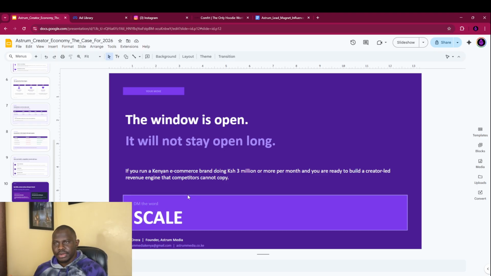Because I normally help e-commerce brands scale with paid advertising, and create these kinds of systems for your business, because this is the best way to acquire new customers. You need to have a system of creators to create ads for you, create content that converts for your brand.